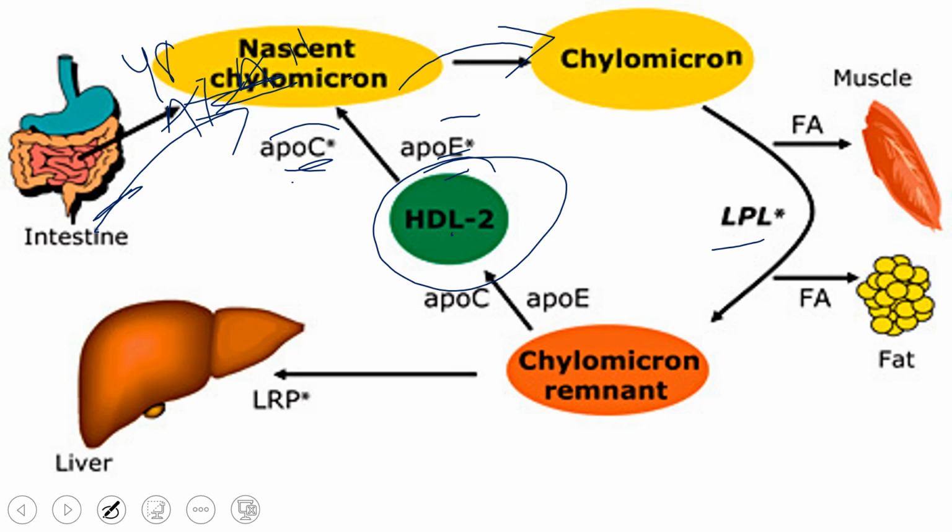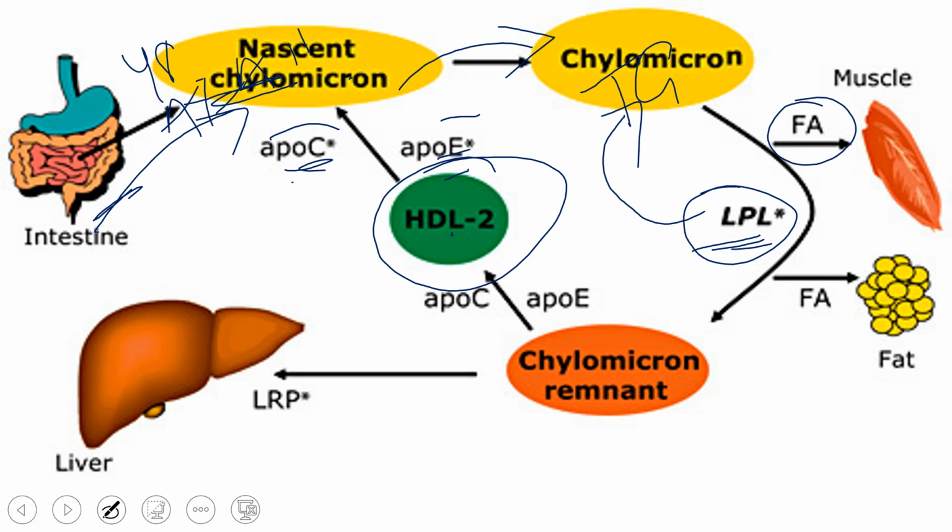This lipoprotein lipase enzyme is normally present on the surface of endothelial cells of the capillaries, especially in the adipose tissue and muscles. So in the adipose tissue and muscles, this LPL, which is activated by C2, works on triglyceride, and you have seen the composition of this chylomicron has a huge amount of triglycerides. This lipoprotein lipase works on this triglyceride, digests it, and converts it into free fatty acids and glycerol.